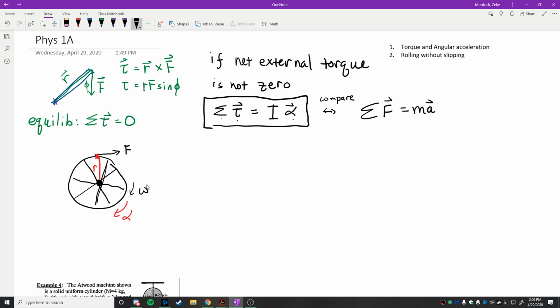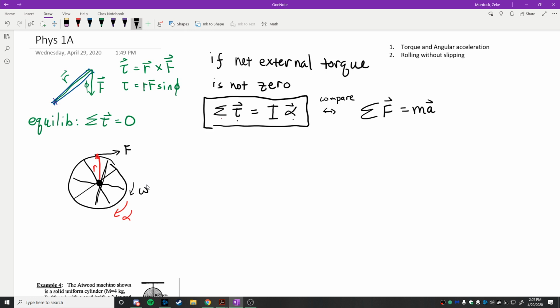And that's all the theory. Your book does this whole derivation of where this comes from, but I don't think it's hard for you guys to understand that if you push on something that can spin, it's going to accelerate, right? It starts off at rest, you push on it, it spins. It's accelerating, right?